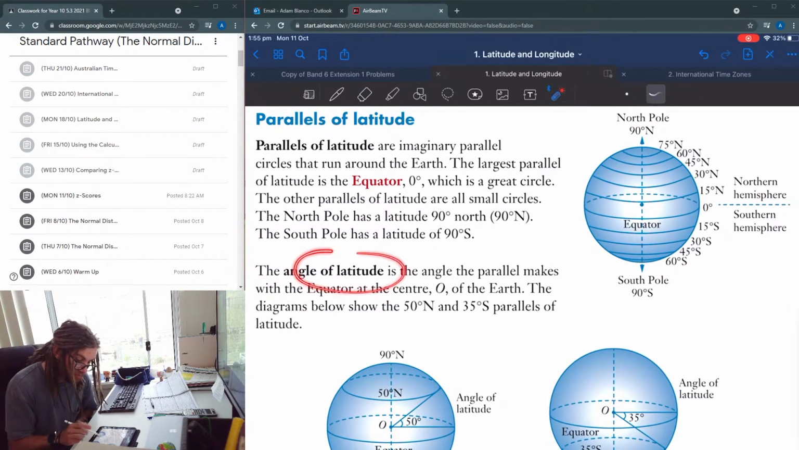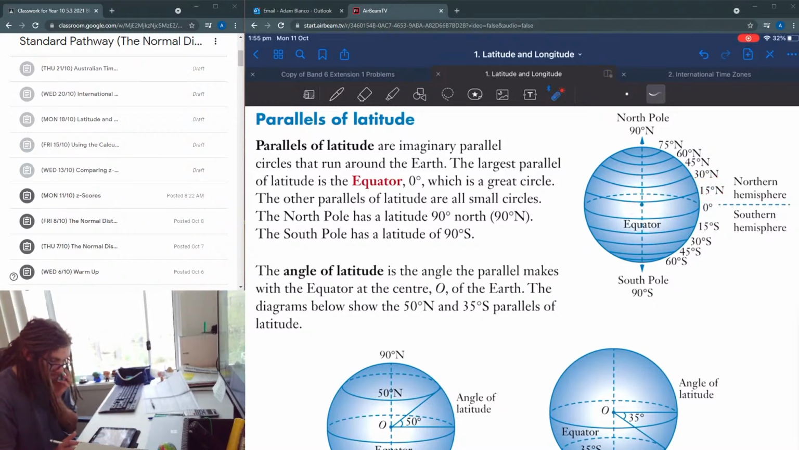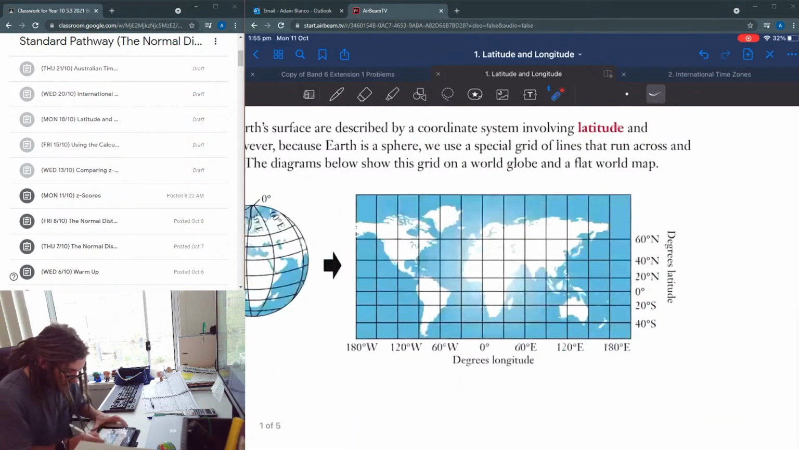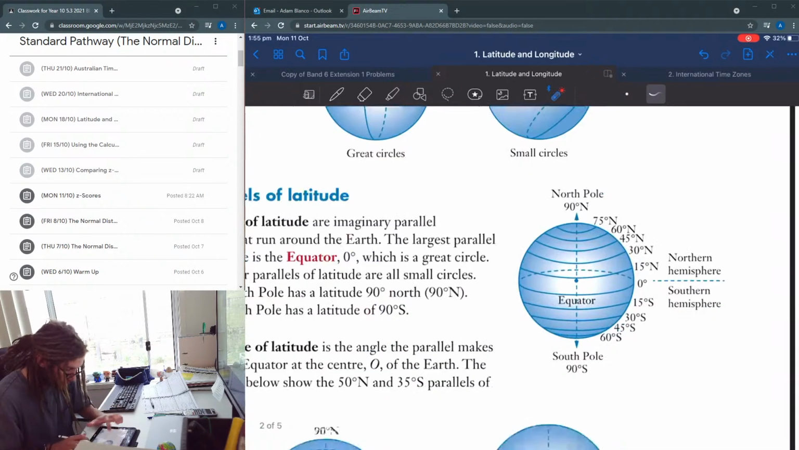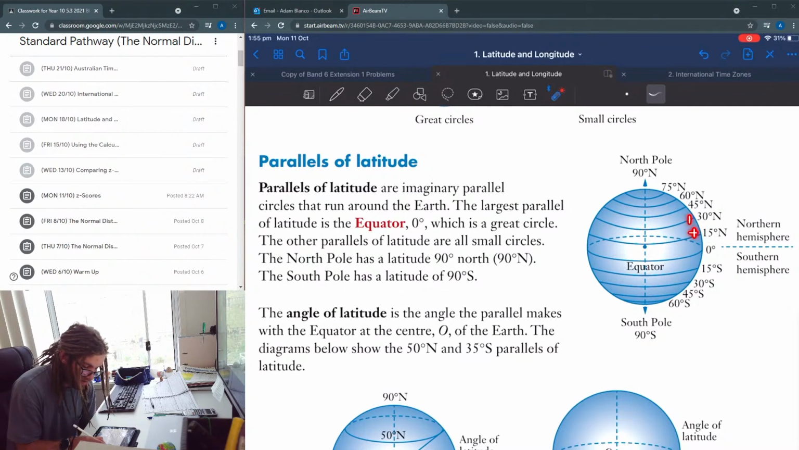The angle is what I was saying before. If that's the center, this angle here is 15 degrees, that angle's 30 degrees, same thing. One thing to note is that here it's going up by 20s, and here it's going up by 15s, whatever the scale is on the map.